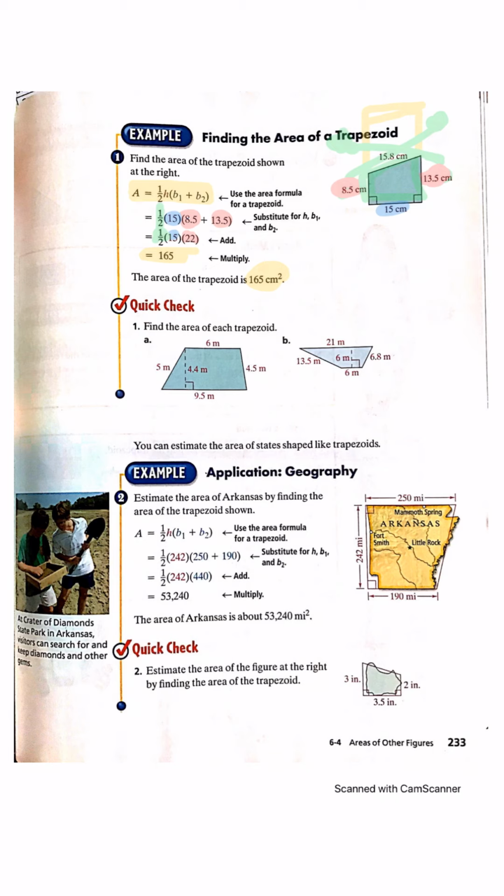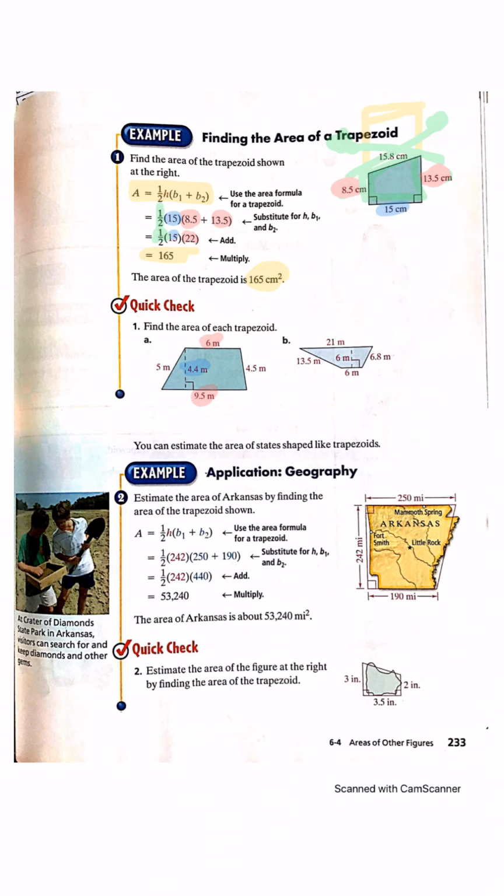So let's check here. Find the area of each trapezoid. If you're comfortable, go ahead and press pause and see if you can figure out the answers for both A and B. When you're ready, go ahead and press play. Okay, so let's decide what base 1 and base 2 equal. So here's base 1, here's base 2. The height is going to be the direct line down. So that's going to equal 4.4.